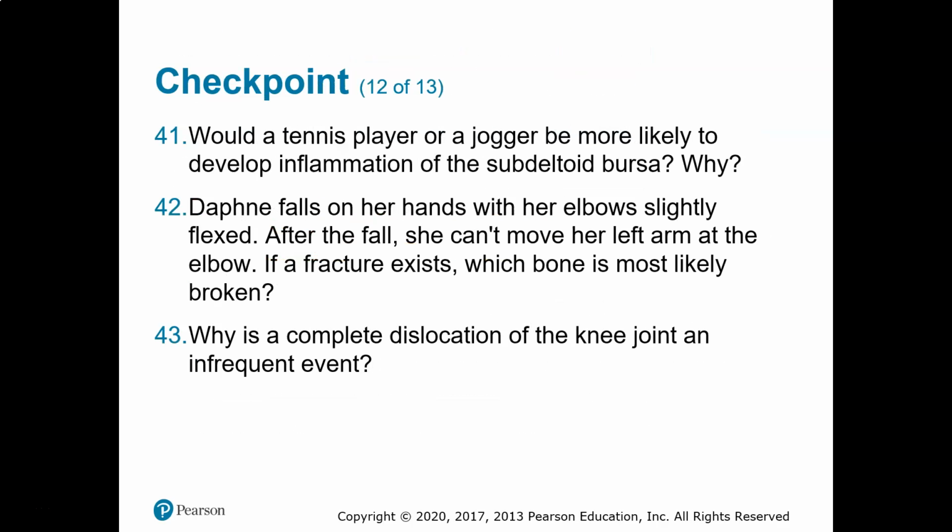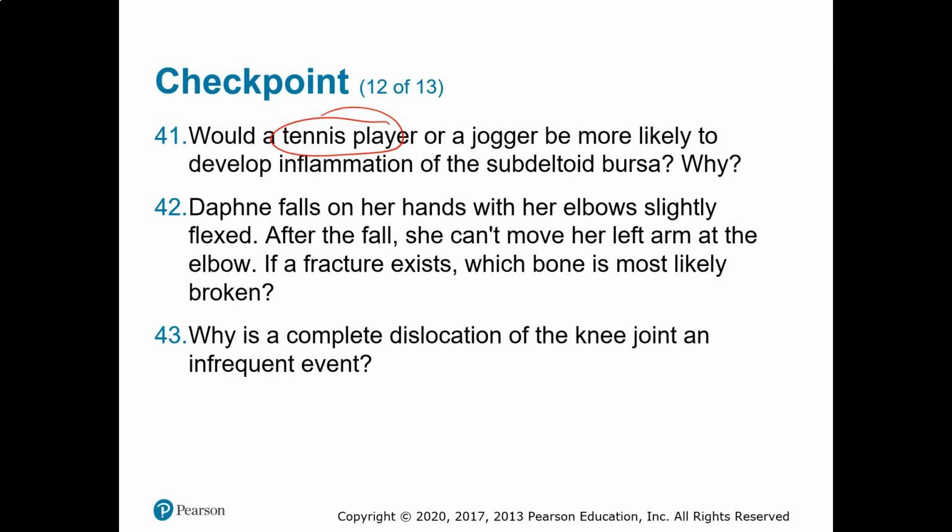Let's look at the questions real quick if we can. Would a tennis player or a jogger be more likely to develop inflammation of the subdeltoid bursa? Definitely a tennis player, because the deltoid is in the shoulder. Daphne falls on her hands with her elbows slightly flexed. After the fall, she can't move her left arm at the elbow. If a fracture exists, which bone is most likely broken?